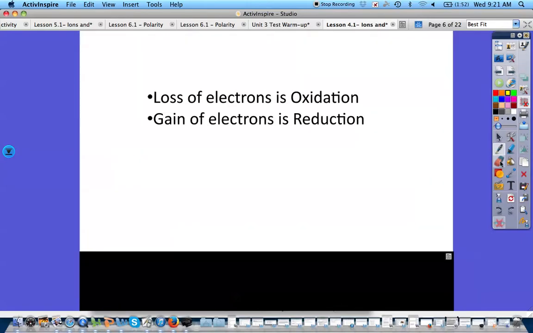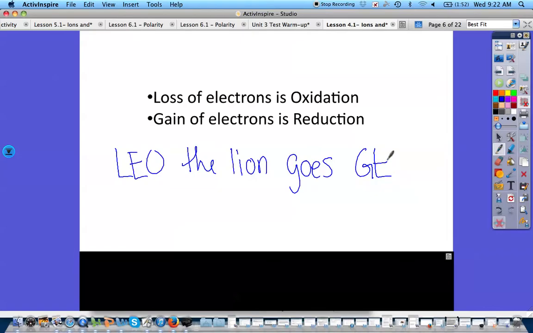Loss of electrons is oxidation. Gain of electrons is reduction. So a way to remember this is LEO the lion goes GER. LEO: loss of electrons, oxidation. GER: gain of electrons, reduction.